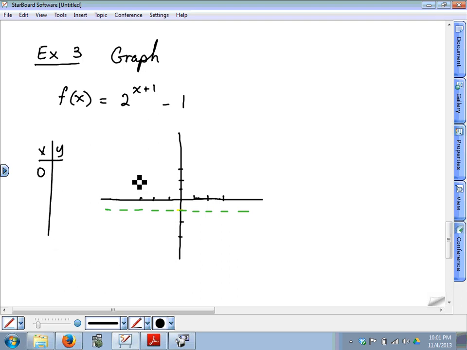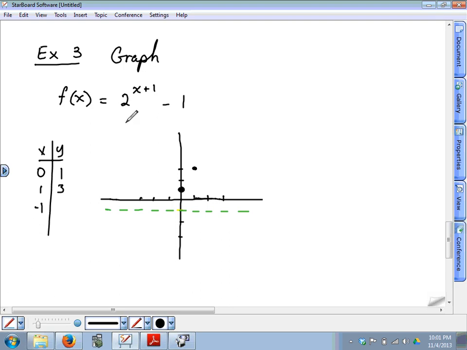So now when x equals 0, you plug a 0 in for this x and then you add 1 to it first. 0 plus 1 is 1. 2 to the first power is 2. 2 minus 1 is 1. So 0, comma 1 is on the graph. If x equals 1, 1 plus 1 is 2. 2 squared is 4. 4 minus 1 is 3.